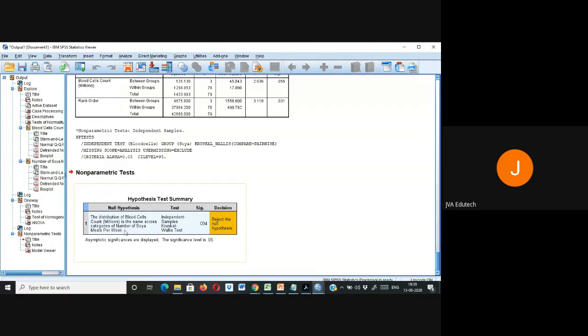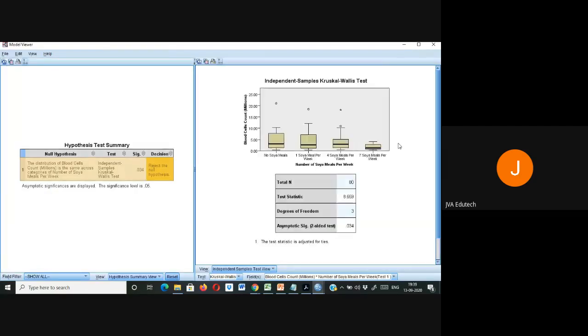Now, we need to have some follow-up analysis of that. So, one way to know that: see, this is the summary table. It will tell you only whether the difference exists or not. Now, if you double click the summary table, it will give you the model viewer window, which will tell you the detailed output.